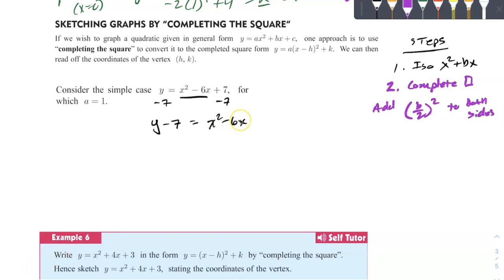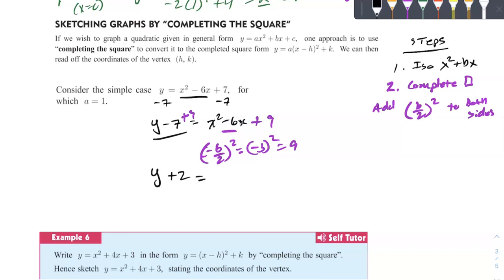In this case, I'm going to get my -6. I'm going to divide it by 2 and square it. So I'm going to get -3 squared, which is 9. So we're going to add 9 here, and we'll add 9 here. Then we'll simplify both sides. So this side gets me y plus 2, and this side just gets me what I have.